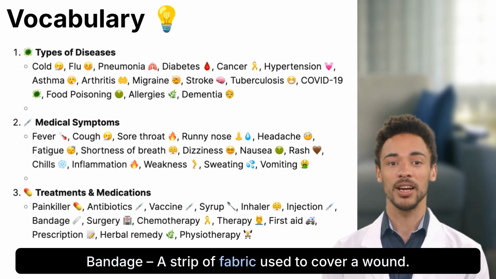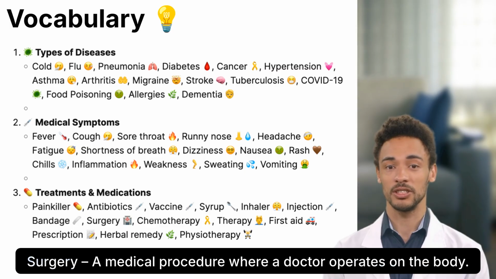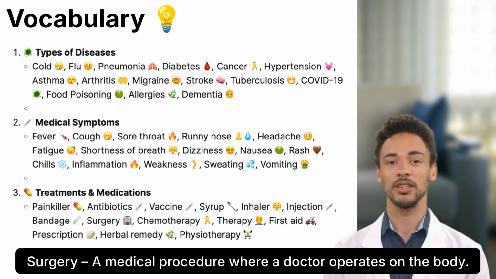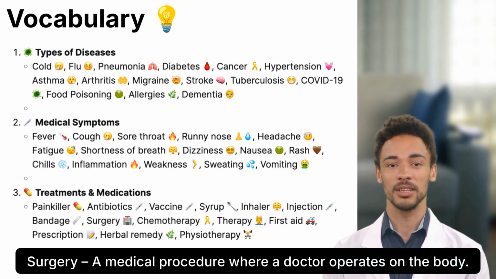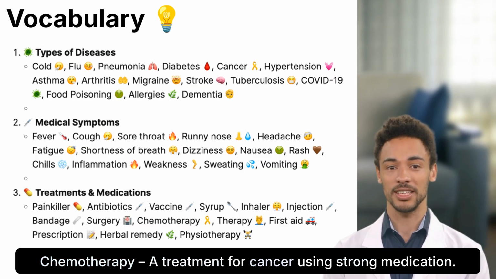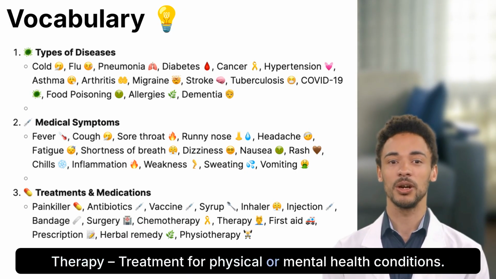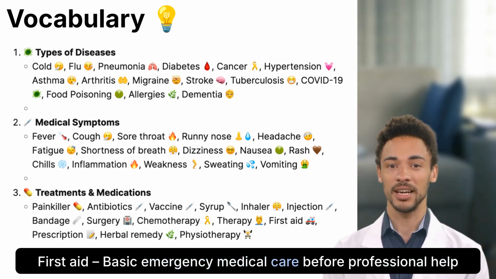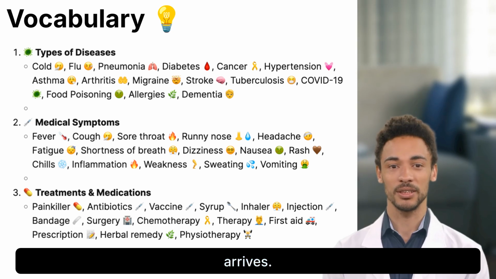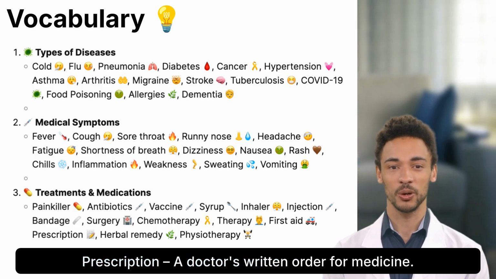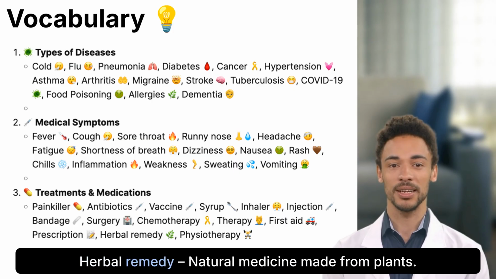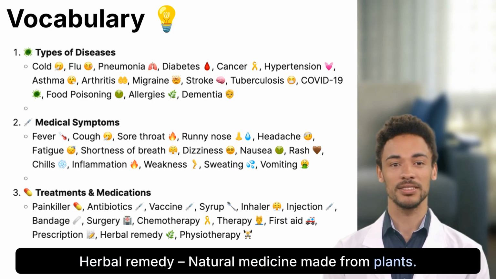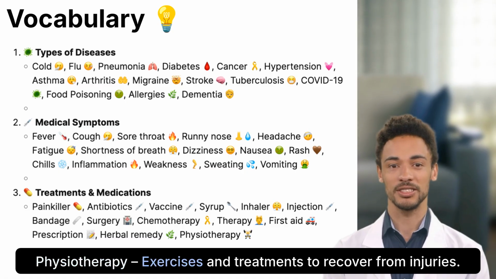Bandage, a strip of fabric used to cover a wound. Surgery, a medical procedure where a doctor operates on the body. Chemotherapy, a treatment for cancer using strong medication. Therapy, treatment for physical or mental health conditions. First aid, basic emergency medical care before professional help arrives. Prescription, a doctor's written order for medicine. Herbal remedy, natural medicine made from plants. Physiotherapy, exercises and treatments to recover from injuries.